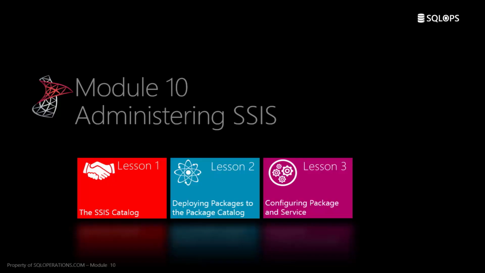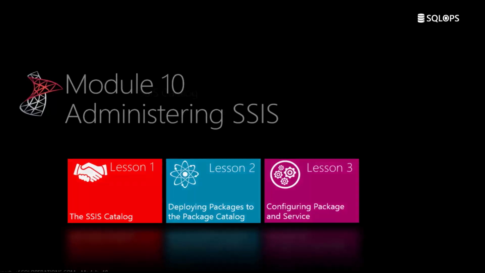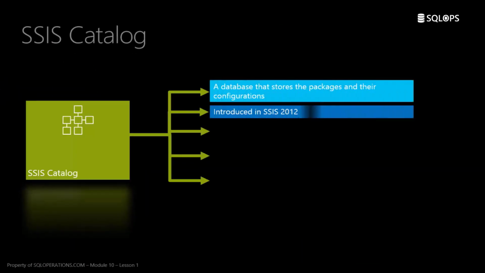In the previous module, you've learned how to troubleshoot SSIS packages. In this module, you will learn how to administer them. We will learn about the SSIS catalog, how to deploy packages to the package catalog, and how to configure the packages and the service. Let's first see how to create and configure the SSIS catalog.